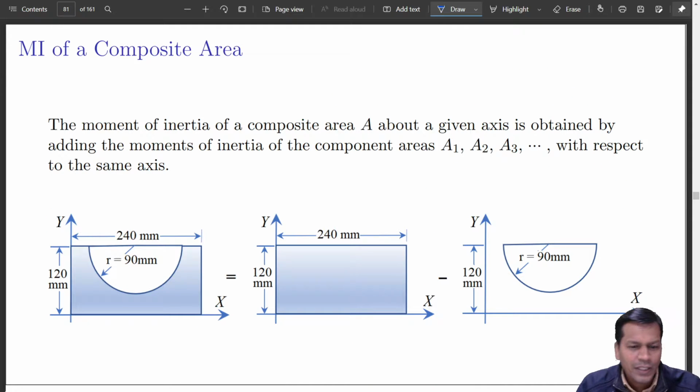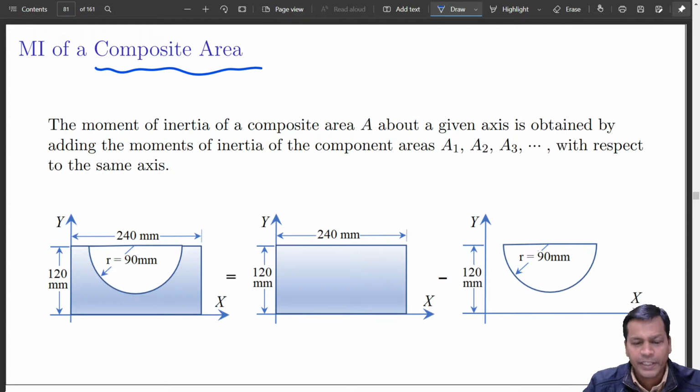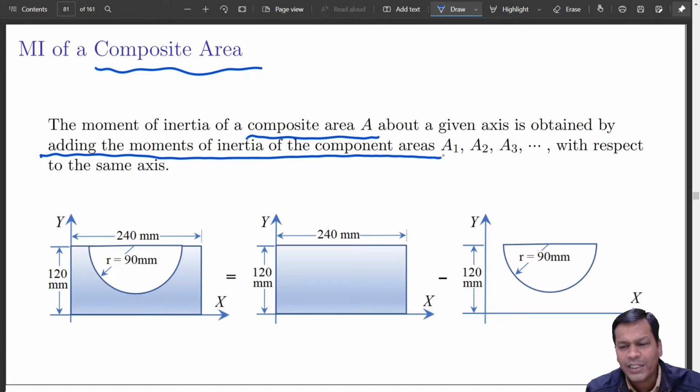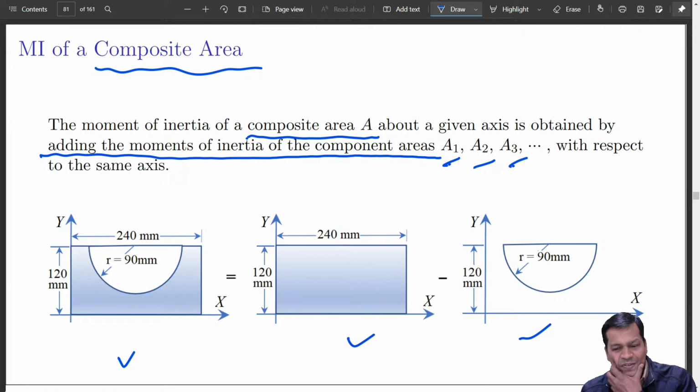So now let us find out what would be the moment of inertia, area moment of inertia only, if it is a composite area. The way you have been doing for masses, you can also extend the same for this. So the moment of inertia of composite area A about an axis is obtained by adding the moment of inertia of component areas, that is A1, A2, A3, as in this case.